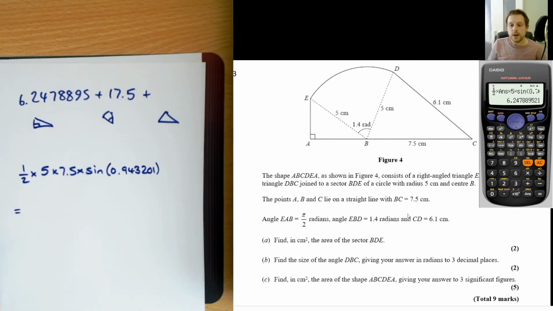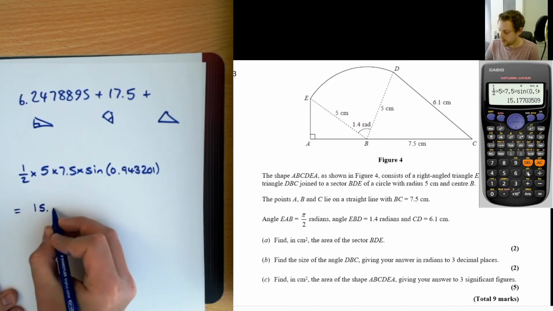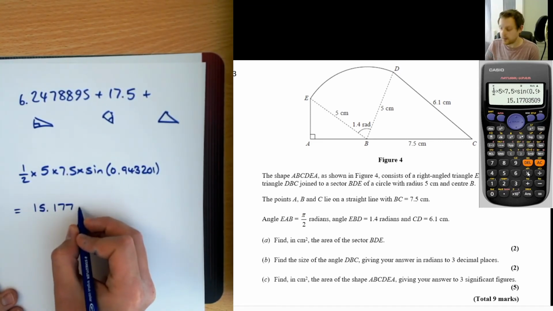So let's just do that. 1/2 times 5 times 7.5 times sine of 0.943201. So, 15.177.